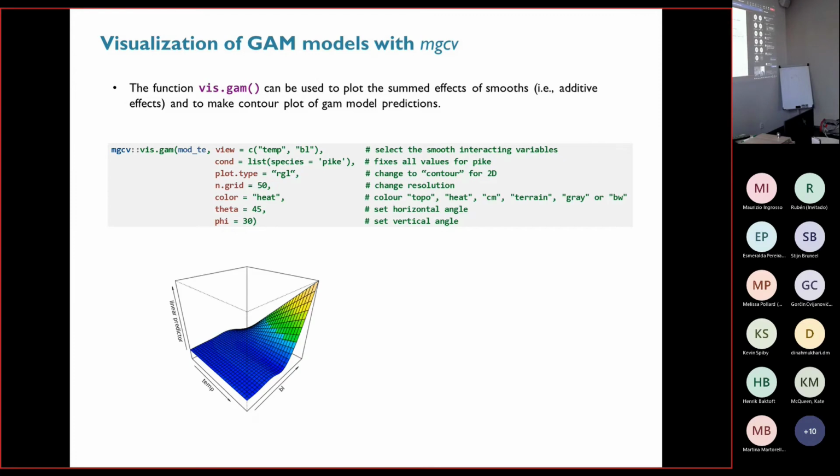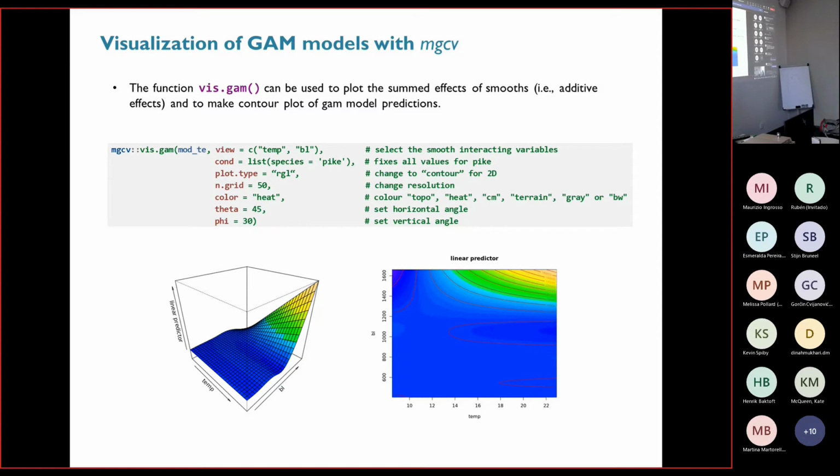Okay, and you see here a 3D representation of this model where you have different covariates, temperature and body length, and the increase or decrease in the interaction between them. But we can also plot this as a 2D smooth surface. In this case, for example, we have the option to plot type contour. If we change this to contour, we pass from this to this.